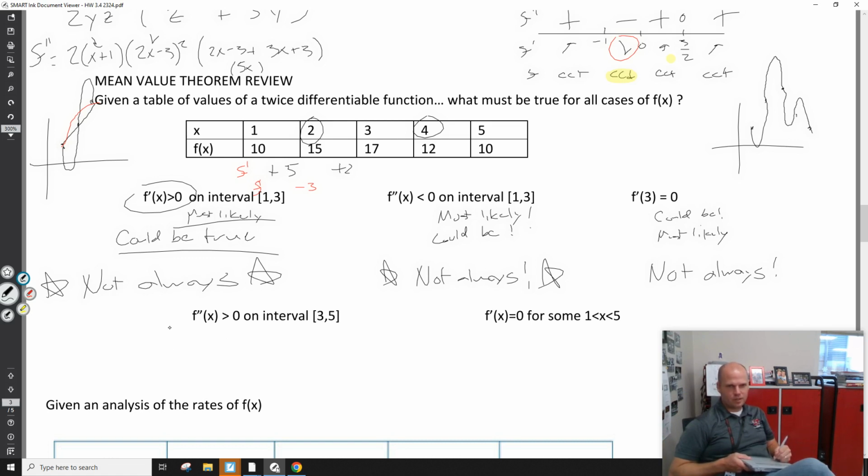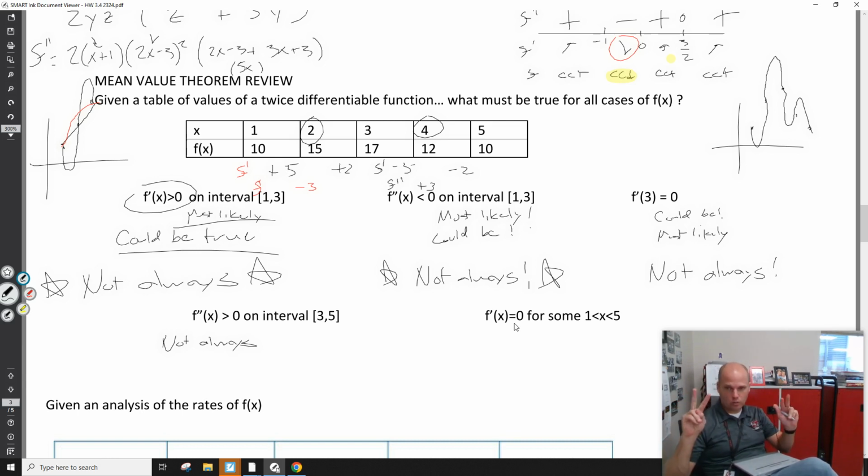Same here. Not always. Could be. Most likely it's true. -5, -2. Looks like my slopes are negative and my slopes are increasing. My second derivative is positive from -3 to -2. The only thing we do know is that there has to be a 0 derivative somewhere between 1 and 5.